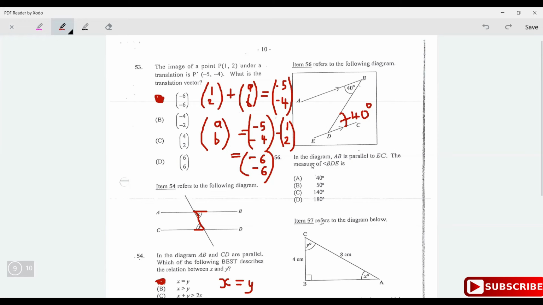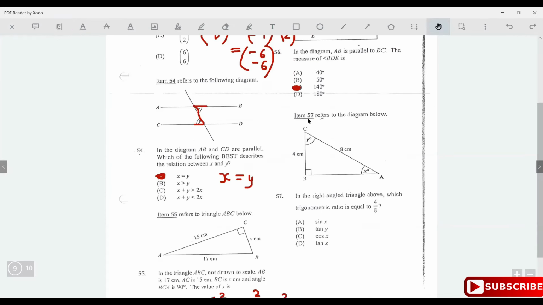They ask, what is the measure of BDE? They want this angle in here. But if this angle is 40, this angle BDE is 140 degrees, because angles on a straight line sum to 180. So this is 140 degrees. Easy question.